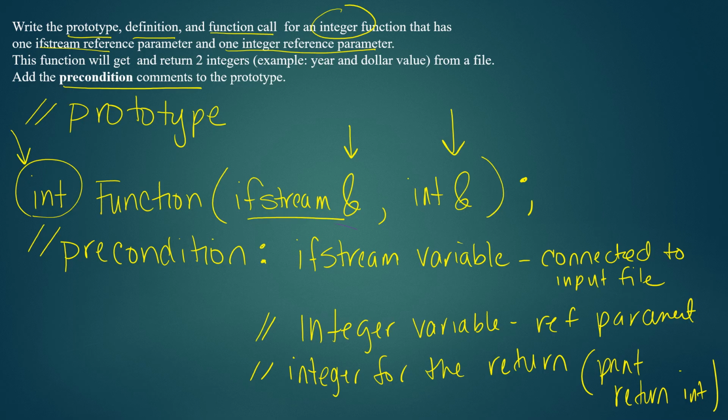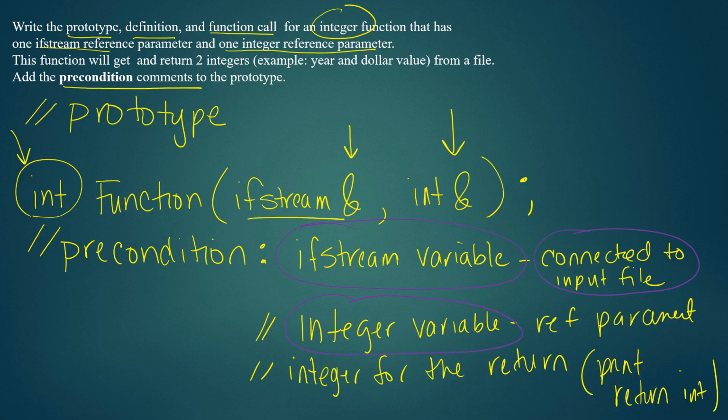But the most important preconditions are you must have an IF stream variable because this is a reference parameter. You must be connected to an input file because you're going to read from the input file, and you must have an integer variable for this reference parameter. So that's a sample solution for the prototype.